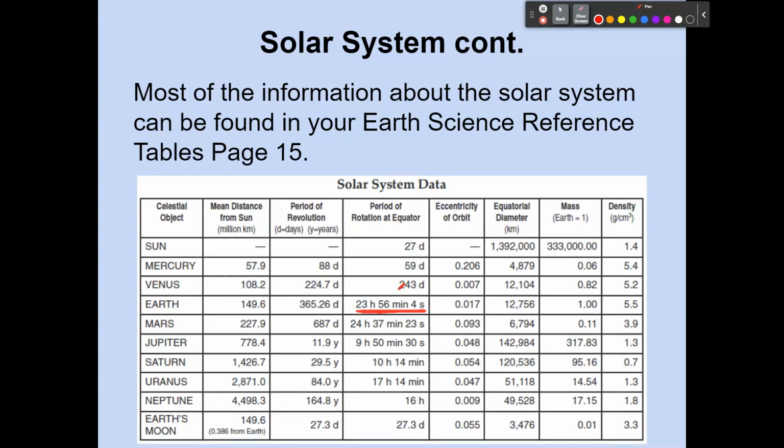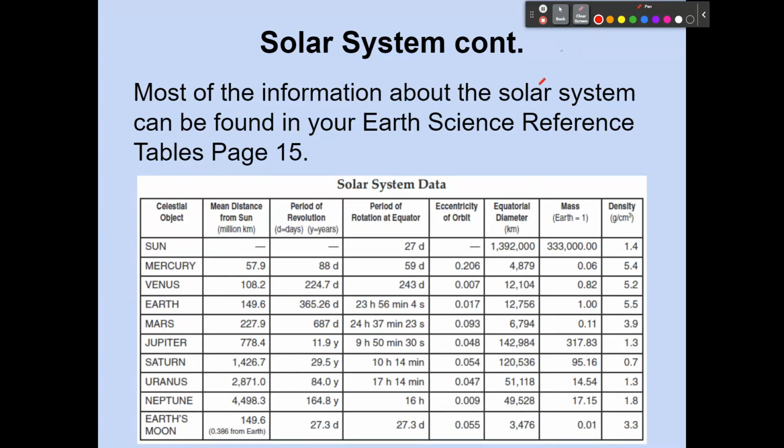Venus is a special planet for its rotation. It takes 243 days to rotate once. So Venus is the only one where it takes longer to rotate on its axis one single time than it does for it to revolve around the sun. The rest of them take about 24 hours. Mars takes 24 hours, a little bit longer than us. Jupiter is slower. Saturn is longer. Uranus is even longer, and then Neptune's a little shorter.